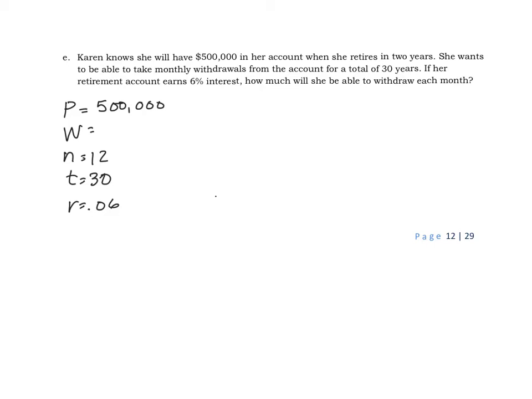So let's go ahead and put this information in our payout annuity formula. Okay, and since our N times T is negative 360, or it's 360, but we have to make that negative. Put that up there.